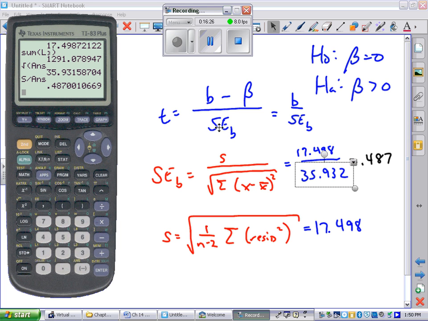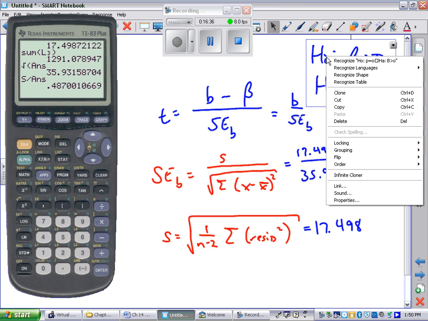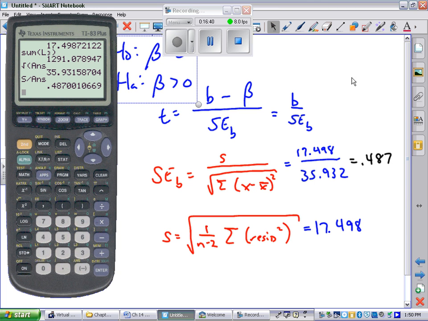So now that I figured out the standard error of B, I can go back into this and find the actual t-test statistic. So I'm going to get rid of some stuff so I've got some more room. I'll tell you what, maybe I can move this over here. And so my t-test statistic is B over SEB. From memory, I know B was 1.49 and SEB is 0.487.